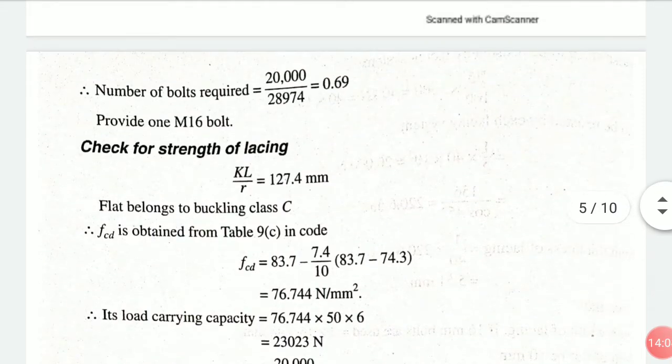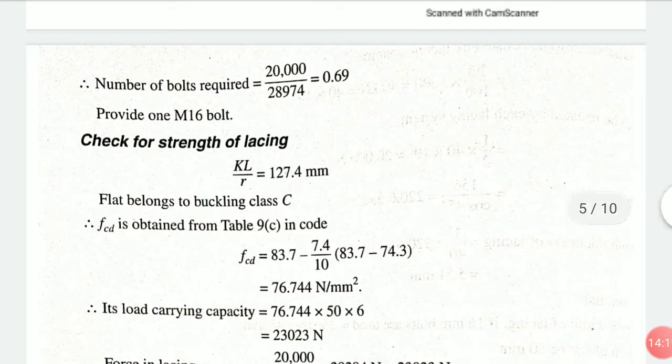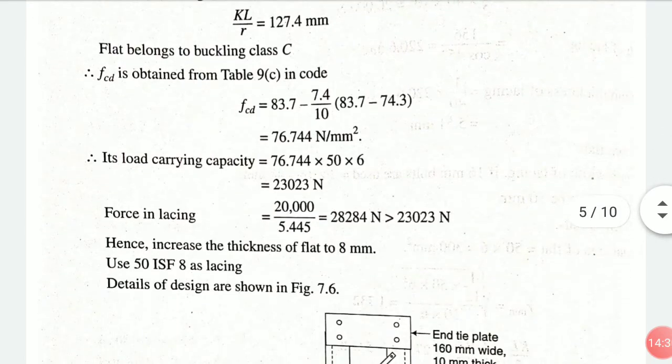Next, check for strength of lacing. So KL by R 127.4 belongs to buckling class C. Refer to table number 9C. Calculate the design stress value. Its load carrying capacity is design stress 76.744 into area 50 into 6. So that is 23,023 newton, greater than 20,000. So it is okay. So force in lacing, avoid this step, because its load carrying capacity is already greater than 20,000 newton. 23,023 newton it is. So force in lacing, no need to calculate that. Only up to load carrying capacity you calculate.